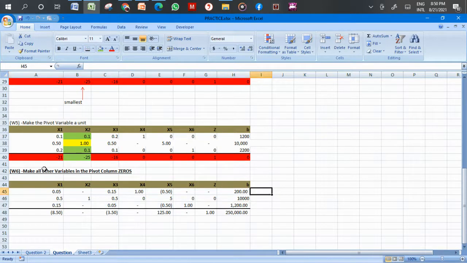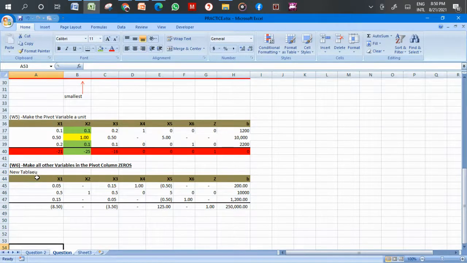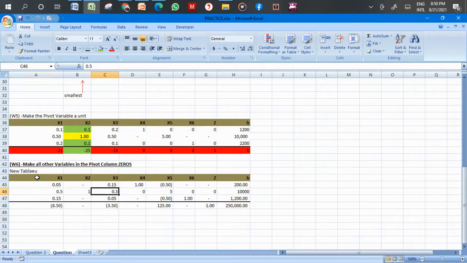So that is a new table. We call this one new table U. Our new table U looks like this one. So have we reached the optimal mix? No, because we still have negatives in our last column. As long as we have negatives in our last column, we have to repeat the process. So how do we repeat the process? Now we have to identify again the pivot variable. In this case, our smallest number in the last column is 850.